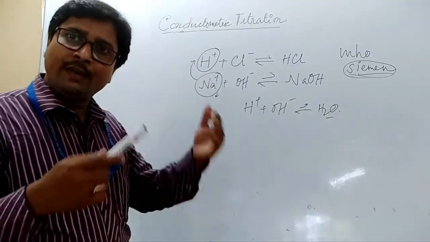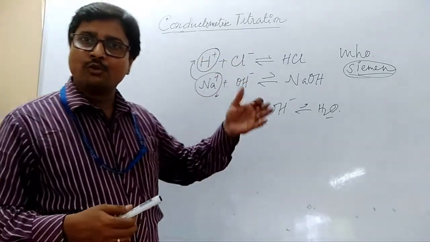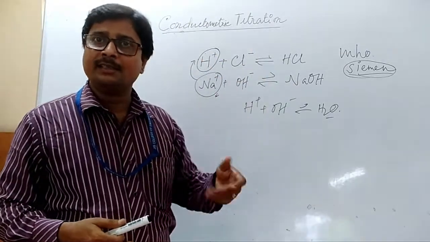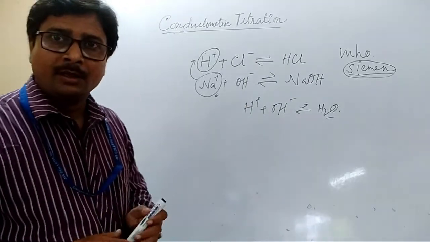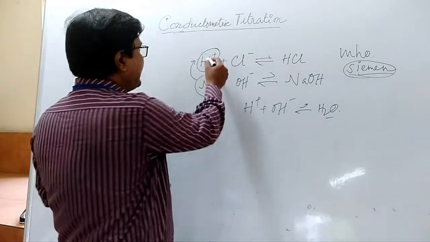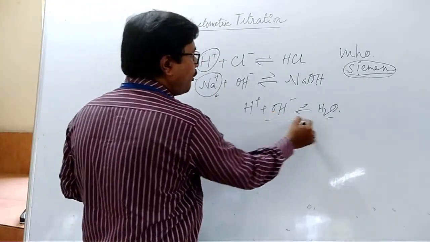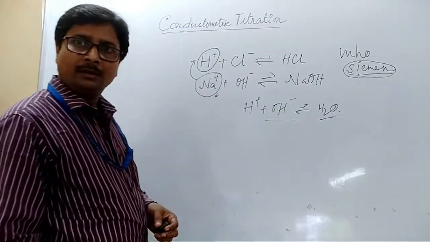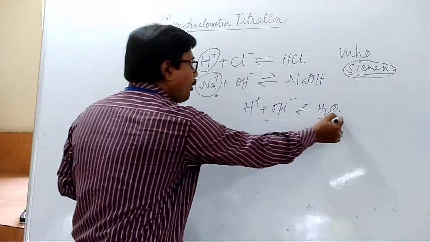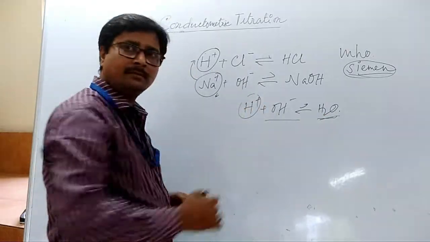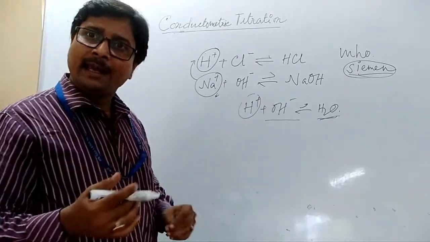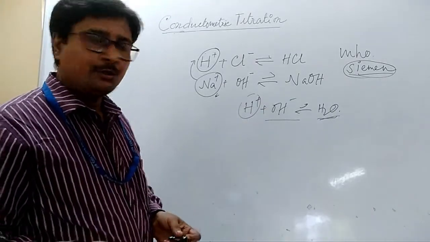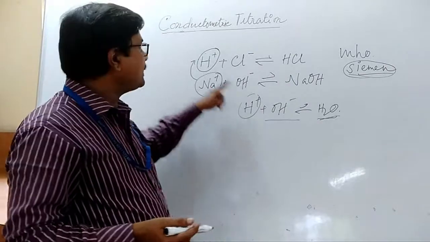So with further adding of NaOH, the conductance shown in the conductivity meter is decreasing up to the end point. But at the end point, what happens? H plus and OH minus form H2O. When that H2O is formed, that means there is no H plus in the solution. But further we are adding NaOH, so there is no H plus for Na plus to replace.